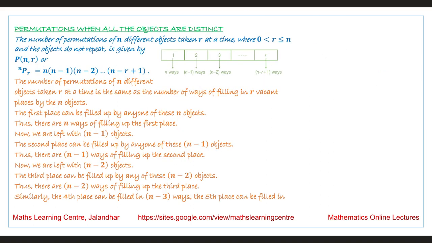Next we have the formula for permutations when all the objects are distinct. So suppose we have n different objects and we are choosing r at a time. We are choosing r different objects from n different objects at a time. What we mean to say is, suppose we have different objects. Suppose this is the first object that we have. Next, this is the second object that we have.